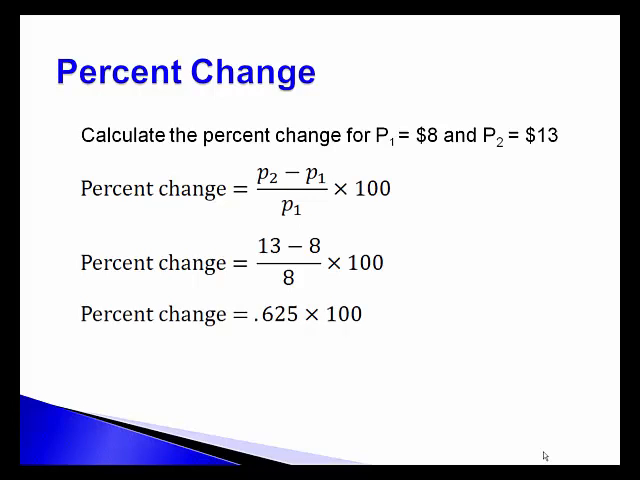Let me remind you, if you're doing that on your calculator, please remember to put the numerator and the denominator of that fraction in parentheses so that you will get the correct answer. Once we have the 0.625, we need to multiply it times 100 to change that number to a percent. When we do, we find that we have a 62.5% change in the price of our vitamins. If you were working a percent change problem and the price had dropped from $13 to $8, then you would expect to get a negative percent change.